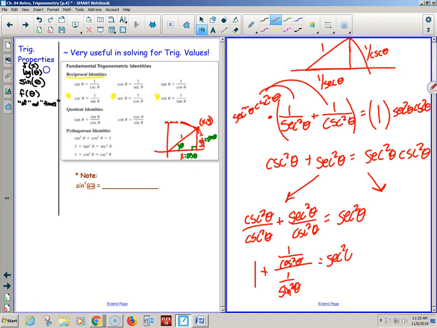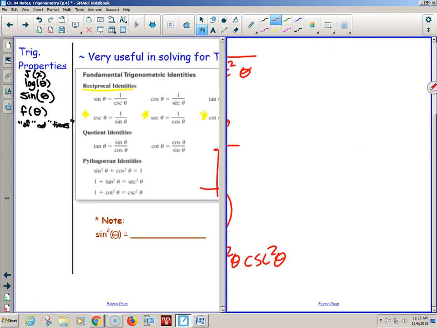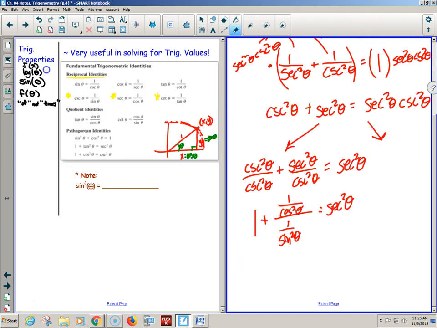How is that tangent? No, that made no sense. If I divide by 1 over sine squared, doesn't that mean I'm multiplying by the reciprocal? And if I'm multiplying by the reciprocal, who is sine squared over cosine squared? This one up here tells me tangent is sine over cosine, so if they're all squared, hey, it's tangent squared.